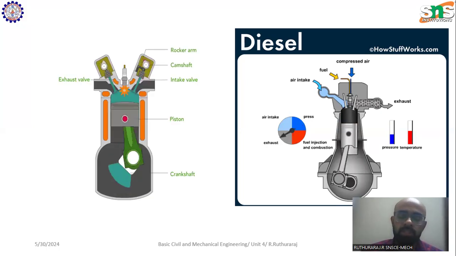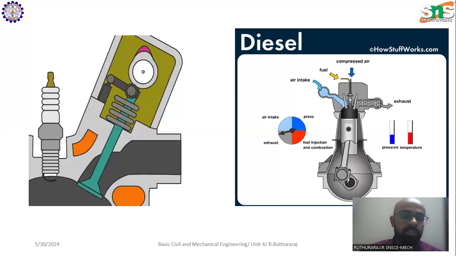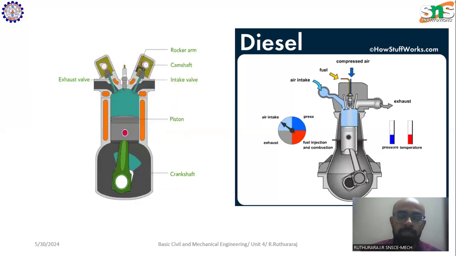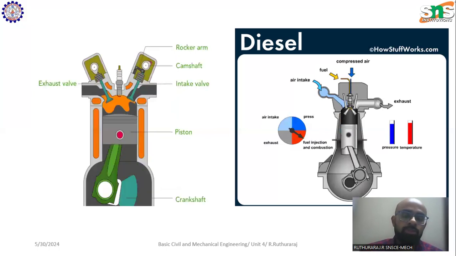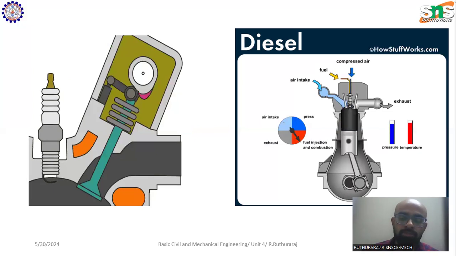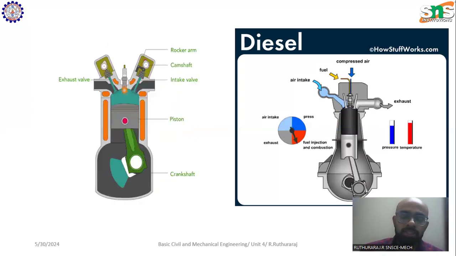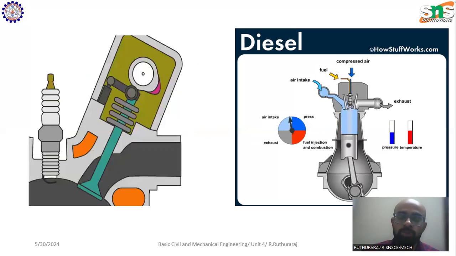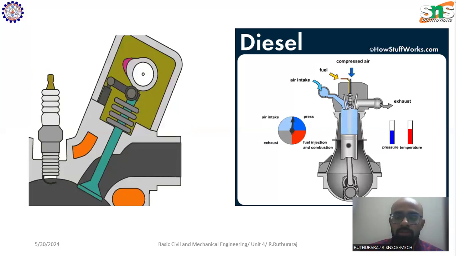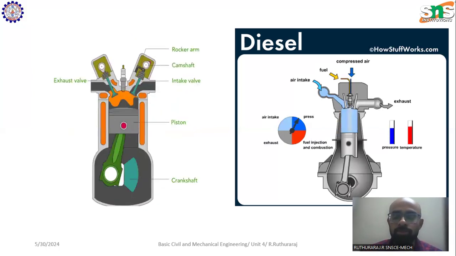In this particular lecture, we will discuss the spark ignition engine. In a spark ignition engine, as I said earlier, there will be a spark plug. The purpose of the spark plug is to provide a spark for the ignition process. Whereas in a compression ignition engine, the ignition takes place by virtue of compression.